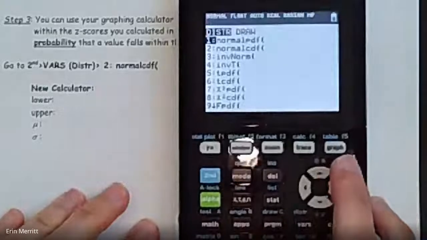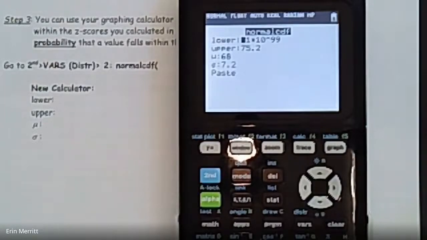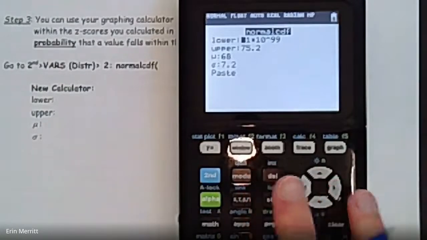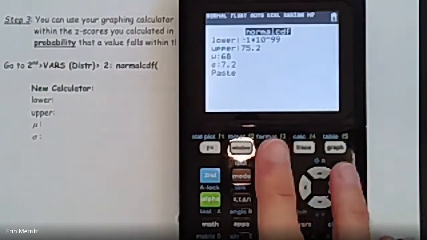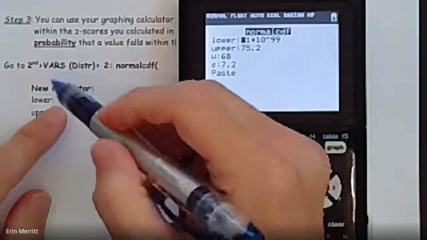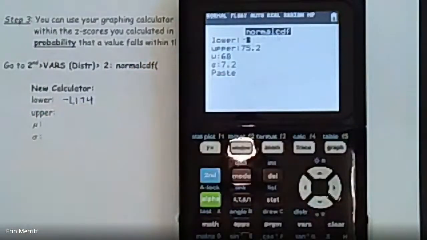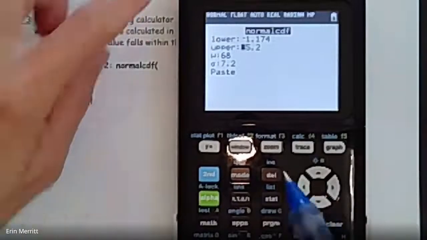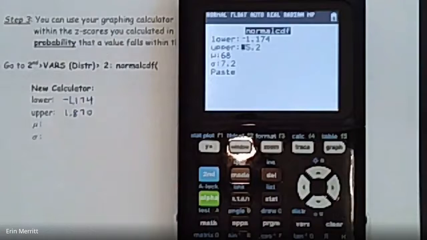And then it's not the first one. The first one's PDF. We want CDF. All right. So it's the second one there. Right. And now there might be numbers in there from before. There might not. That's okay. You're either going to clear them out or I would just type directly over them. The lower and the upper are the lower and upper bounds of our little curve here. So the lower in this case is going to be the negative 1.174. So type that in here. The upper was the 1.870, because obviously it needs to go low to high or this isn't going to make sense.